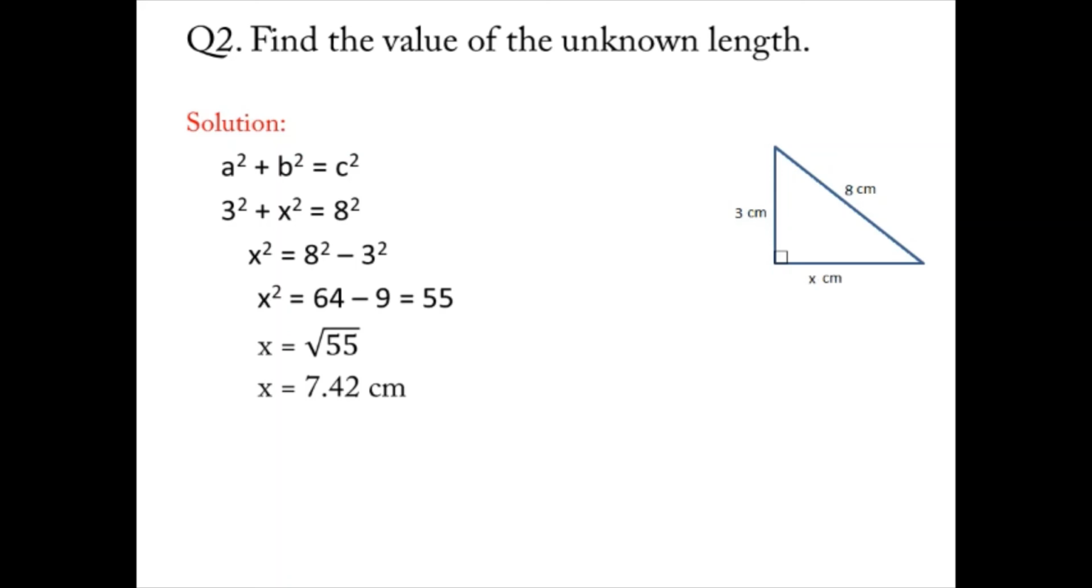So you have to do it like this. Don't do 8 minus 3 square. Okay, it is not correct. You have to do it separately. 8 square is 64 minus 3 square is 9. So 64 minus 9 is 55. Okay, so x square is equal to 55.